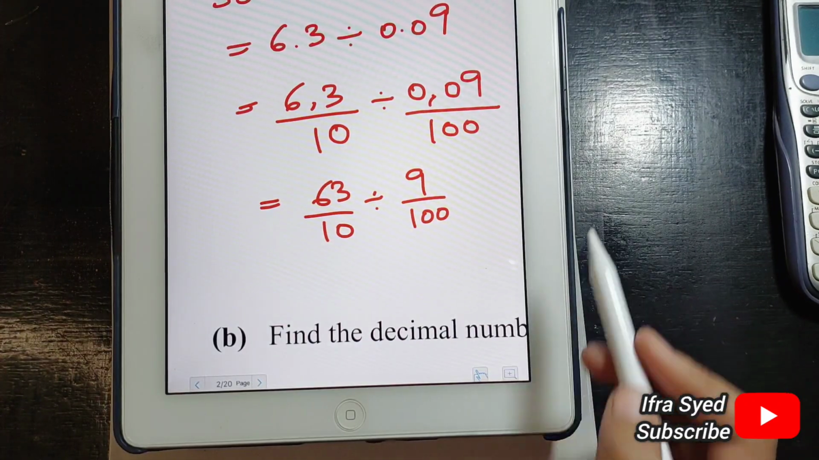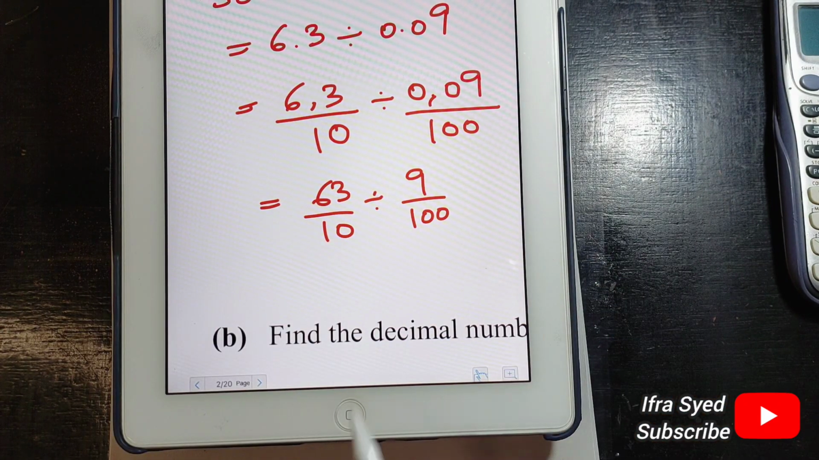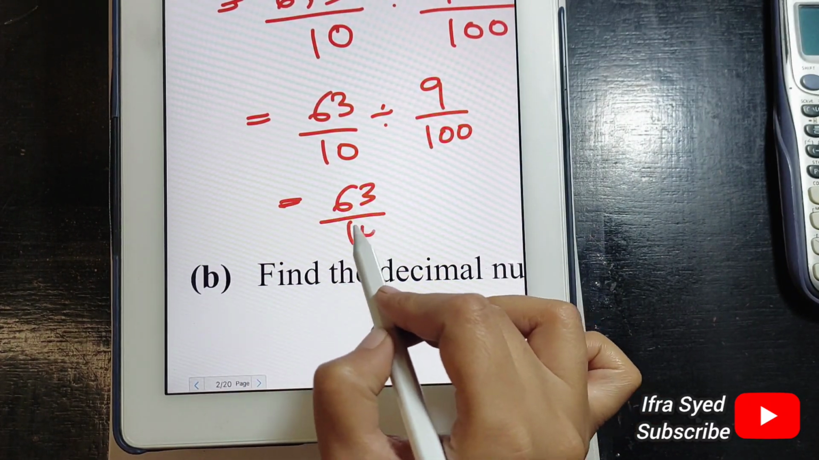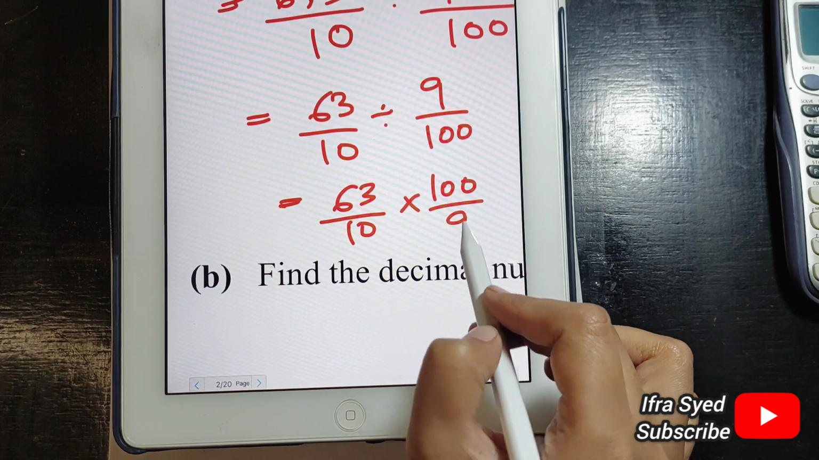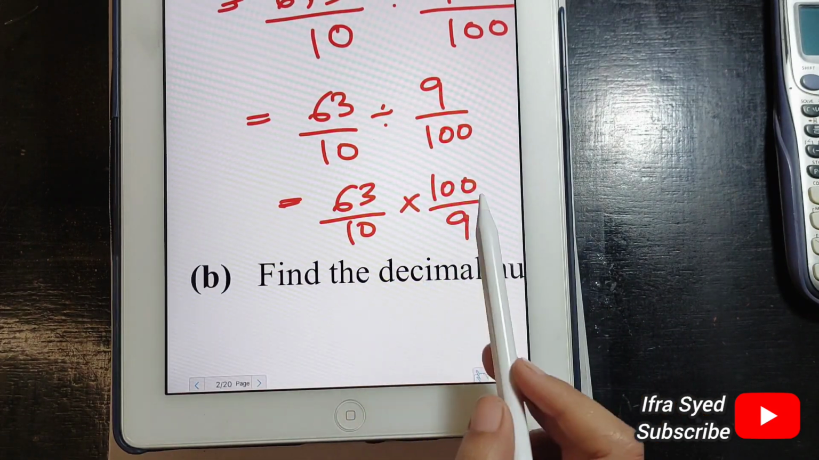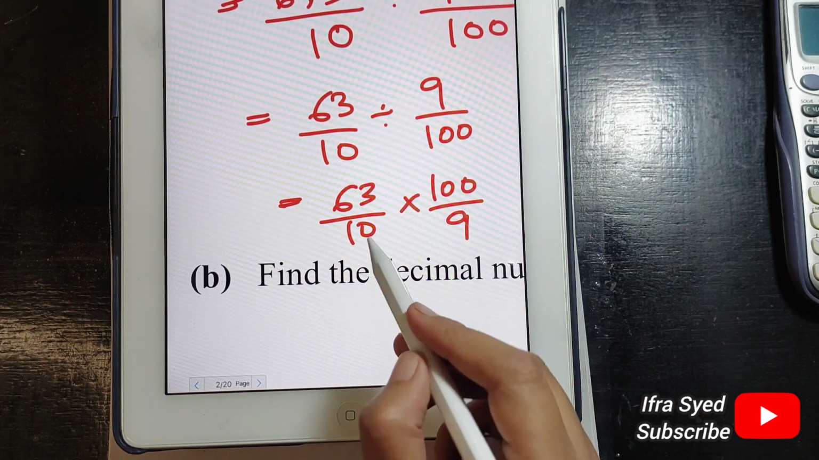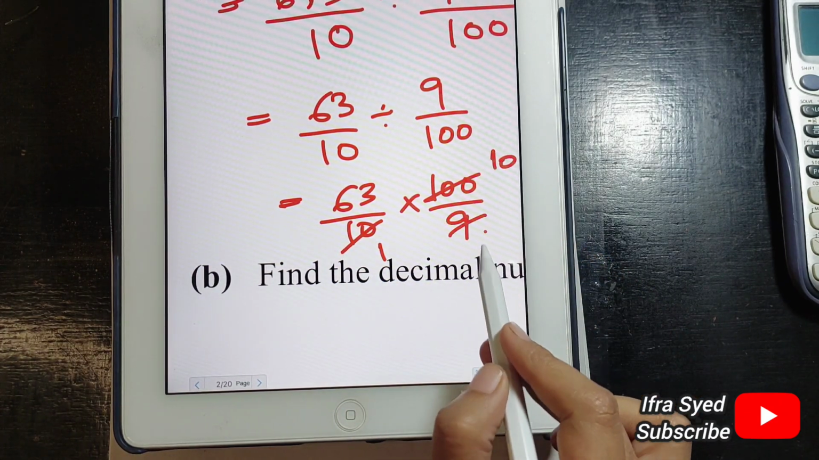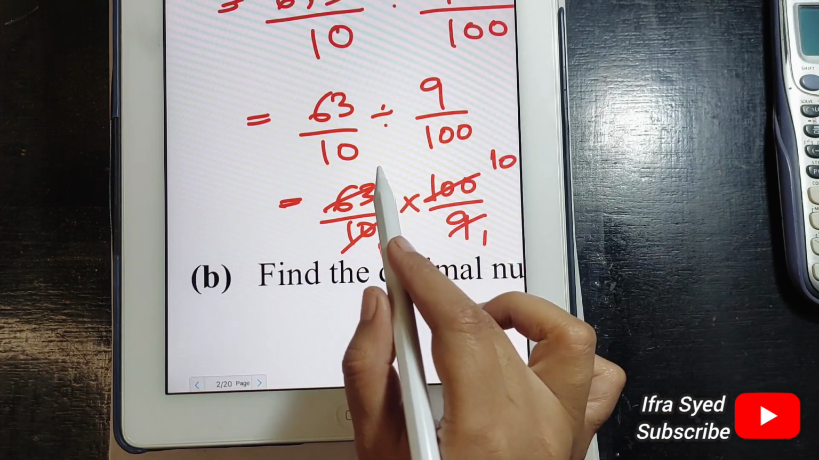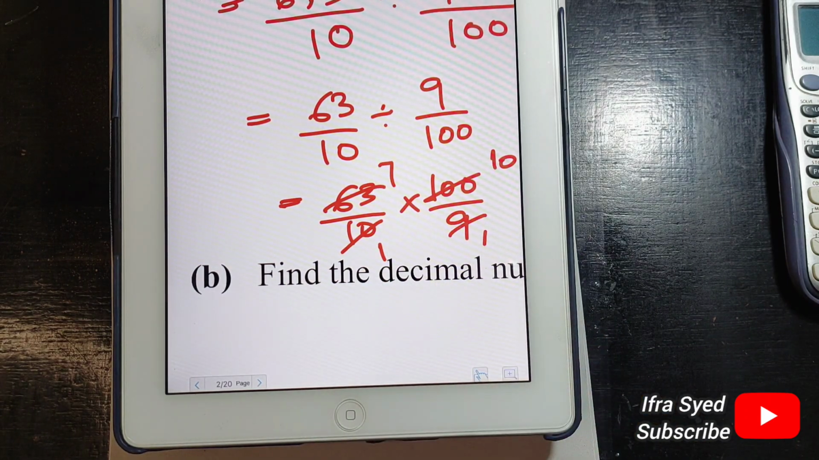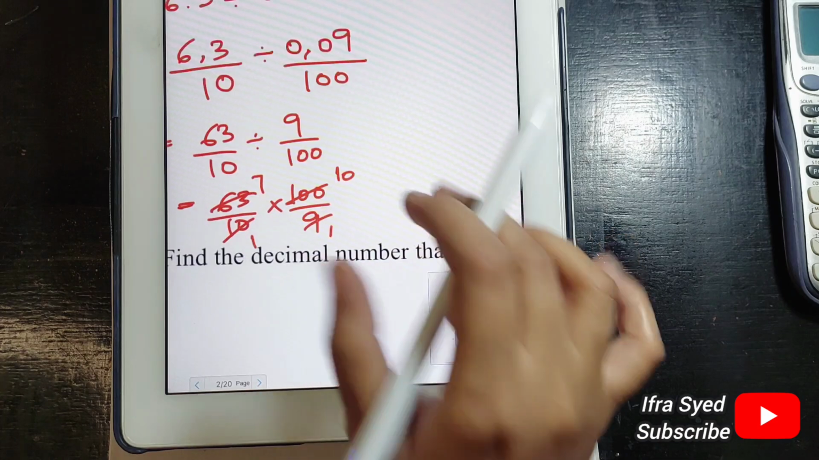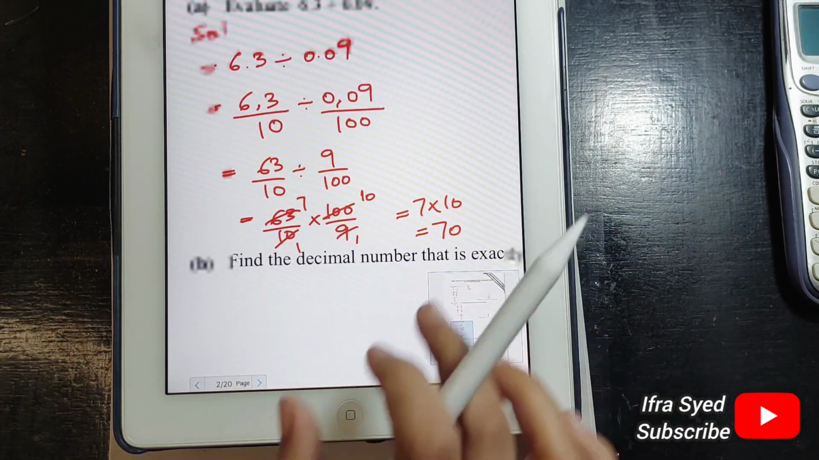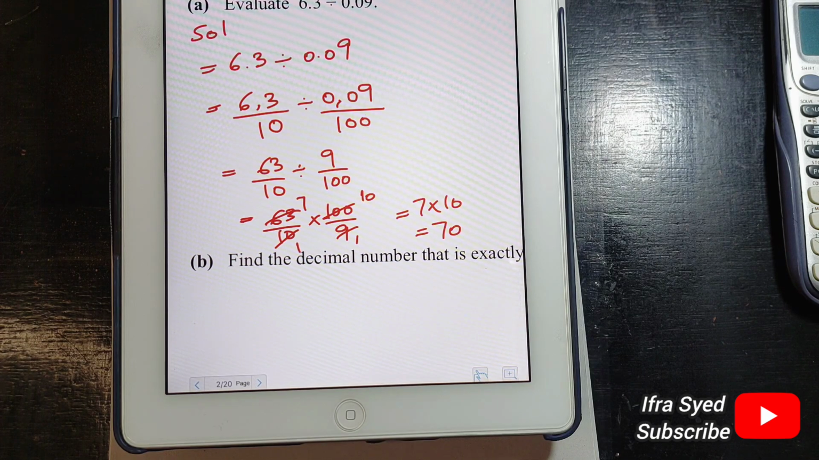We can easily change divide into multiply by taking the reciprocal of the second fraction. So 63 by 10 multiply by 100 by 9. We can cancel these two numbers by 10. So 10 into 1 is equal to 10, and 10 into 10 is equal to 100, and 9 into 1 is equal to 9, and 9 into 7 is equal to 63. So our answer will be equal to 7 into 10, which is equal to 70. So the A part of question number 2 is also solved.